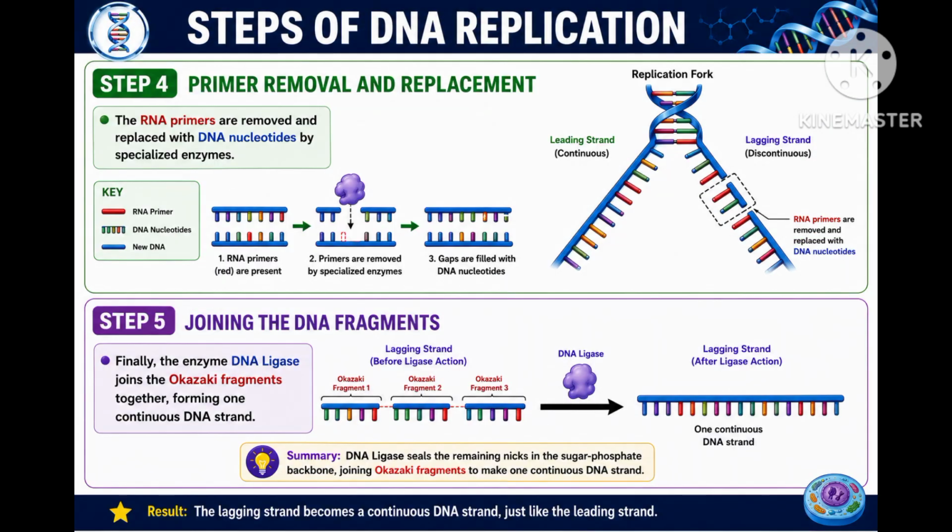Step 4. Primer removal and replacement. The RNA primers are removed and replaced with DNA nucleotides by specialized enzymes. Step 5. Joining the DNA fragments. Finally, the enzyme DNA ligase joins the Okazaki fragments together, forming one continuous DNA strand.